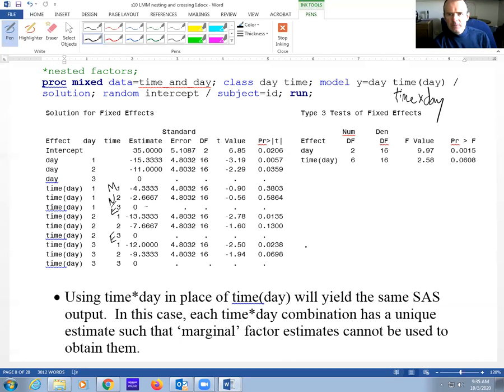Go ahead, Jonathan. Yeah, so I was wondering, what you're doing here is you're stratifying by time, correct? In a way, we're still getting main effects of day, but not of time, because you're stratifying by time. Yeah, in a sense, we're doing that when we're getting those separate estimates over here.